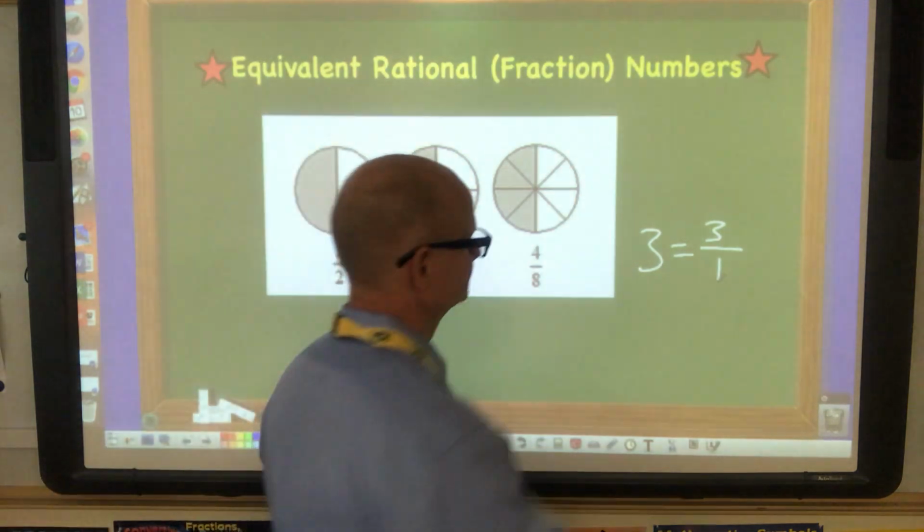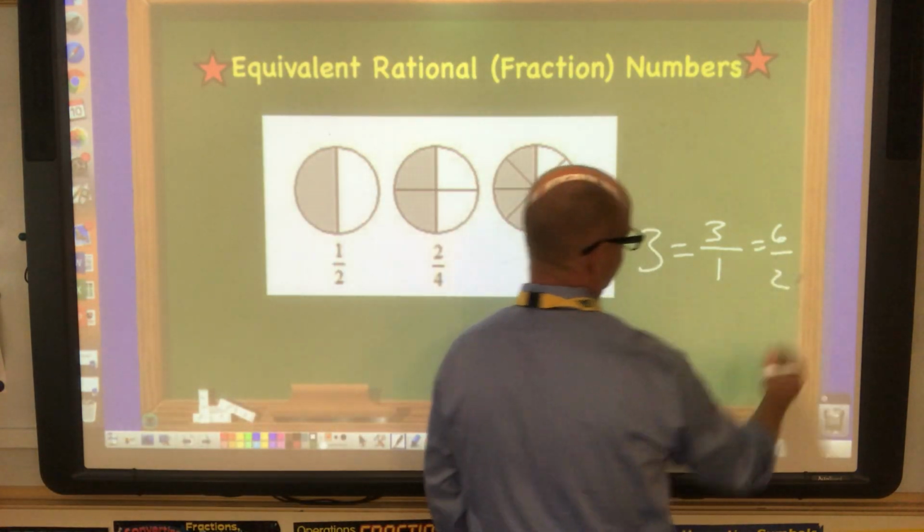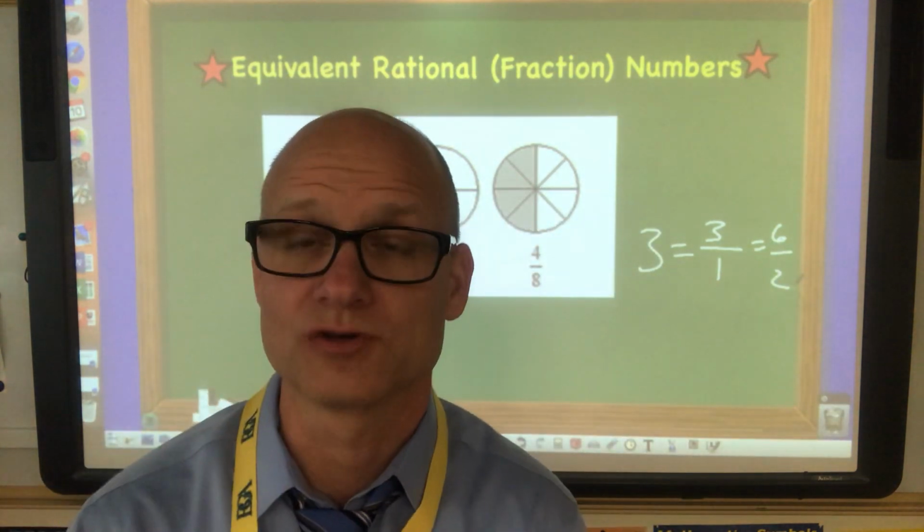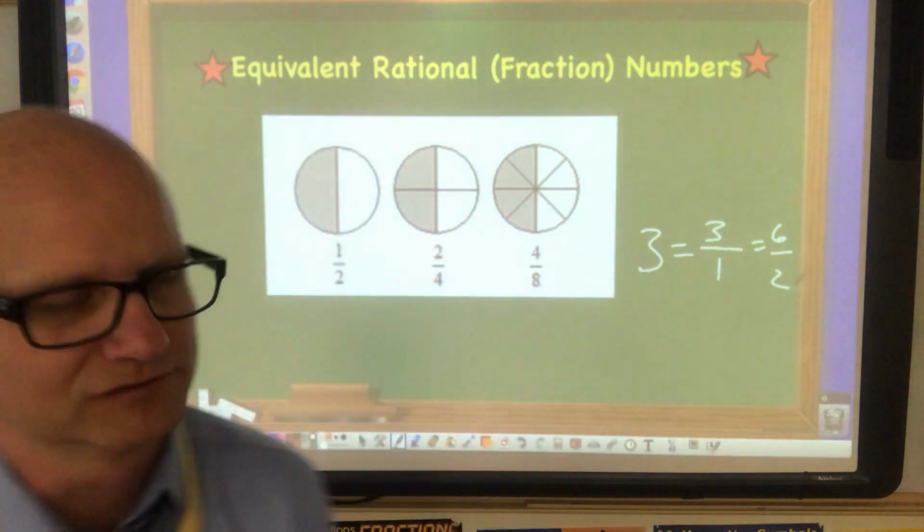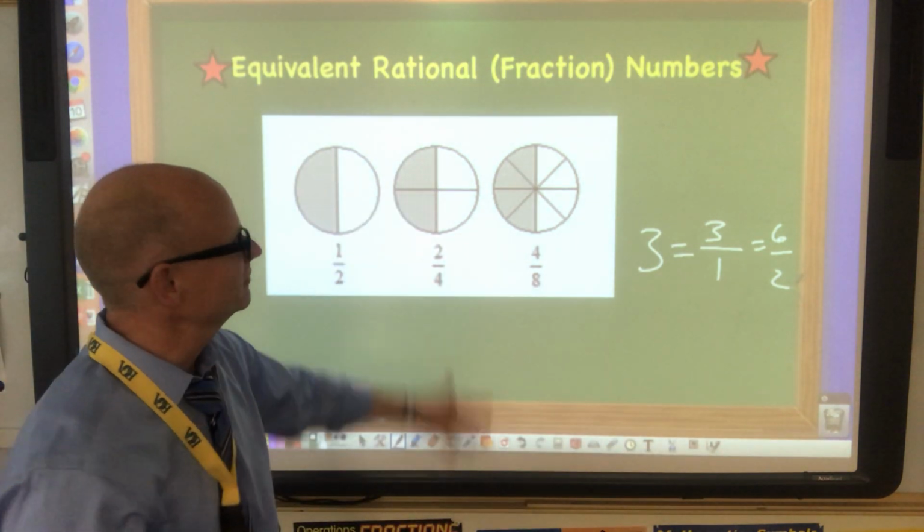3 is 6 over 2. 3 is 9 over 3, 9/3. Okay, let's move on. I kind of got off topic here. But we're going to talk about equivalent fractions.